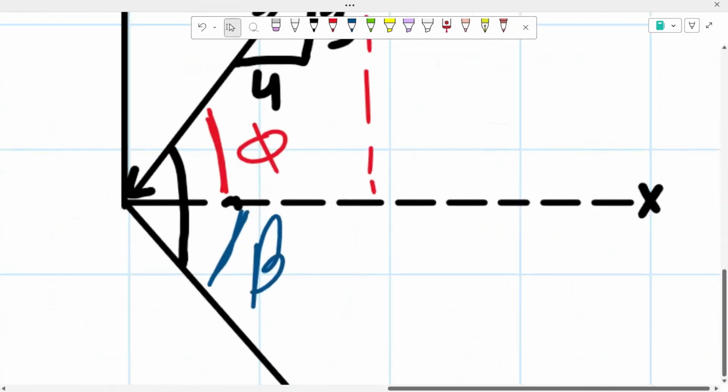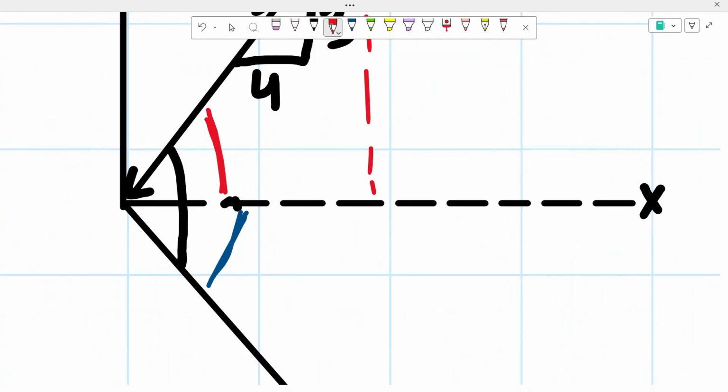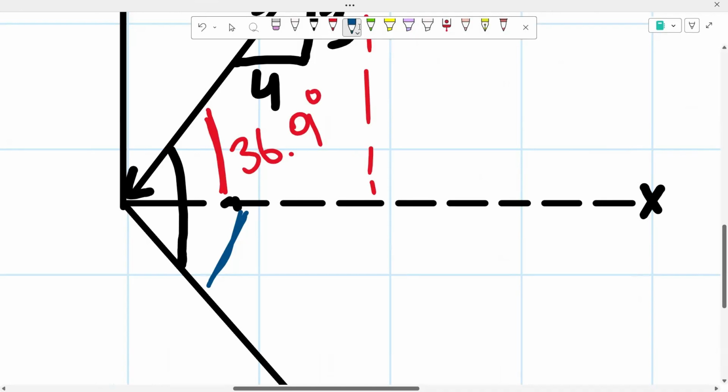So now we could come back here and write out the value of each angle. Remember, phi turned out to be 36.9 degrees and beta was 53.1 degrees.